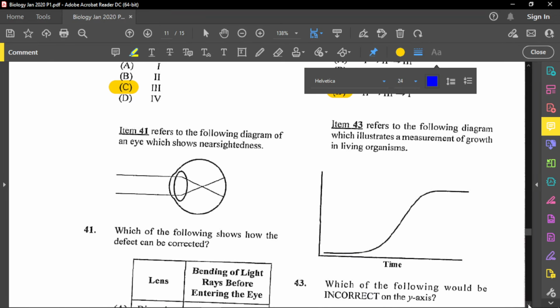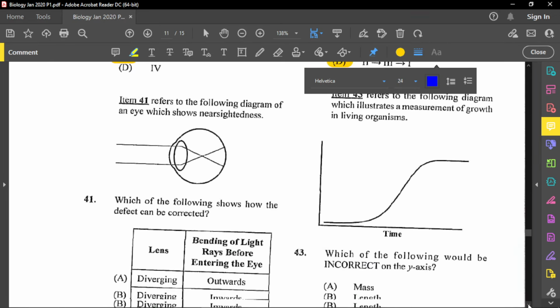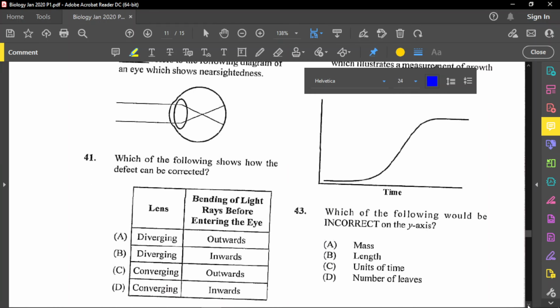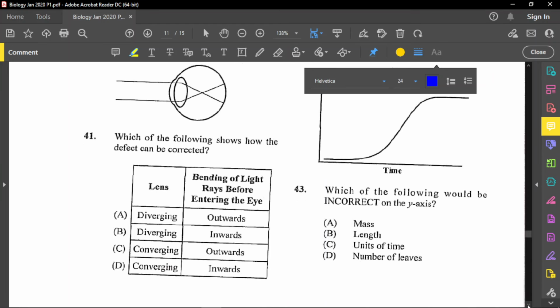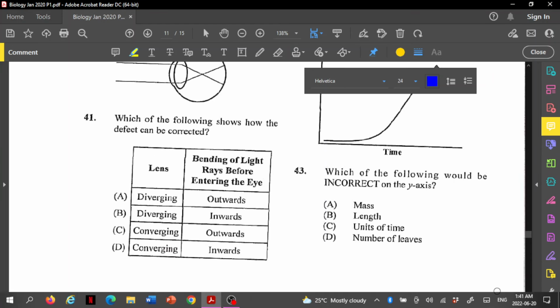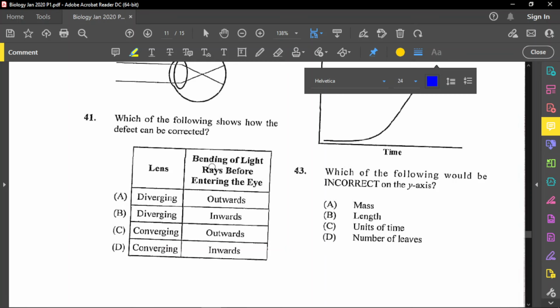All right, so 41, we're on 41 now. So 41 refers to the following diagram of an eye which shows nearsightedness. It said which of the following shows how the defect can be corrected. And so let's just run through it. All right, so the first thing you need to know here is that you must use a diverging lens, right? There must be a diverging lens. And it said, let's look at this column right here. So diverging lens must either be A or B.